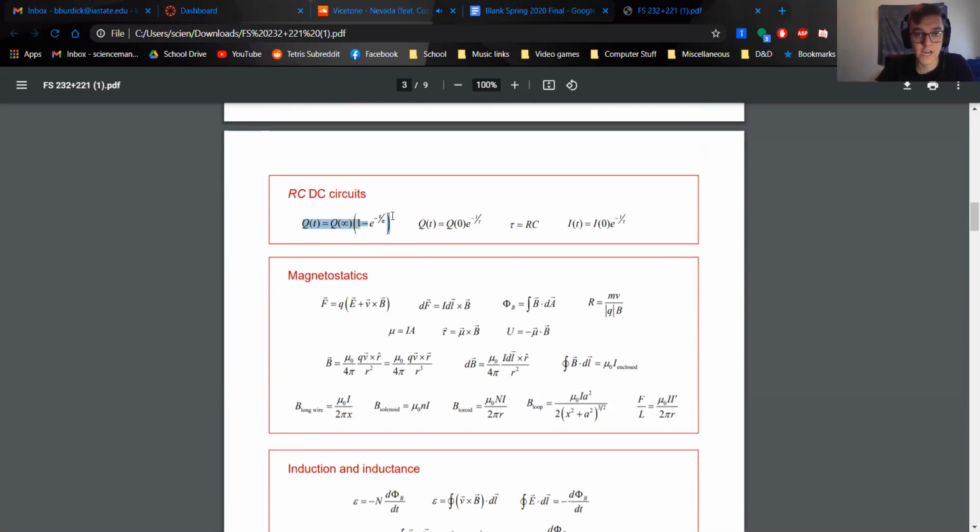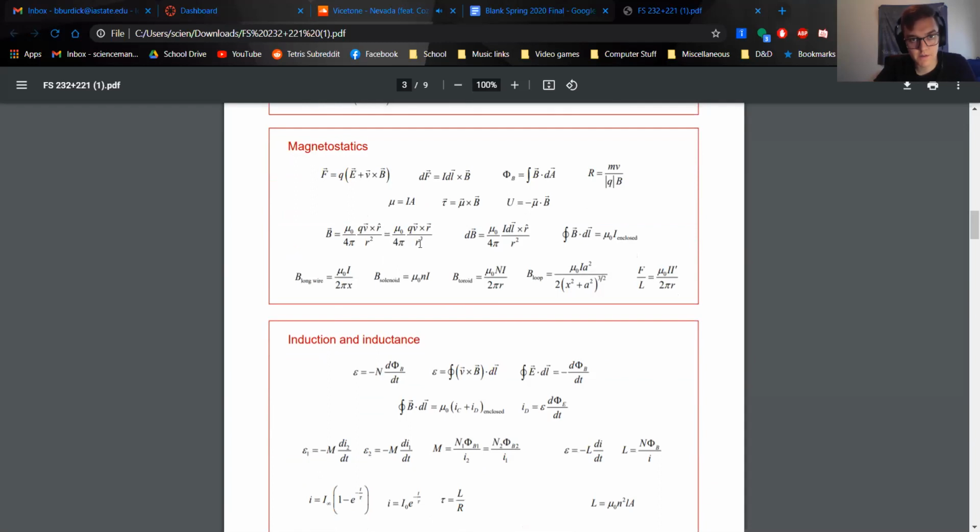And so this is for a charging capacitor. It describes the amount of charge you have sitting on your capacitor. And this is a discharging capacitor. And then you have the definition of your time constant, RC, and then if you take the derivative of this, you're going to get this. Yeah. So that's all for that.